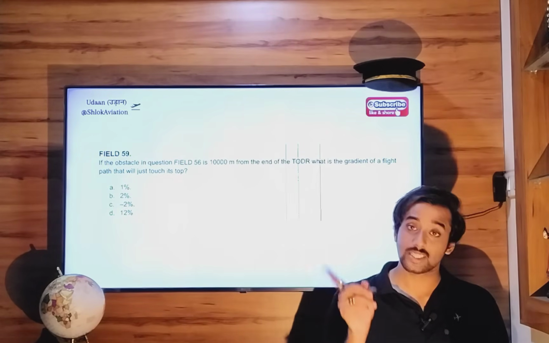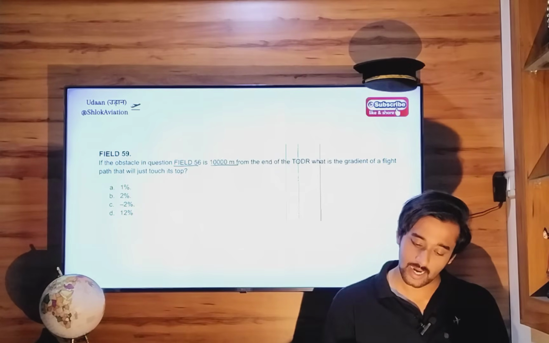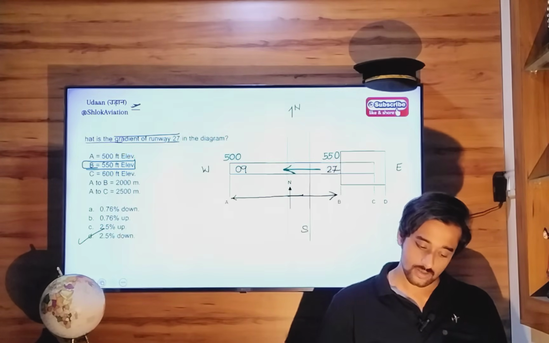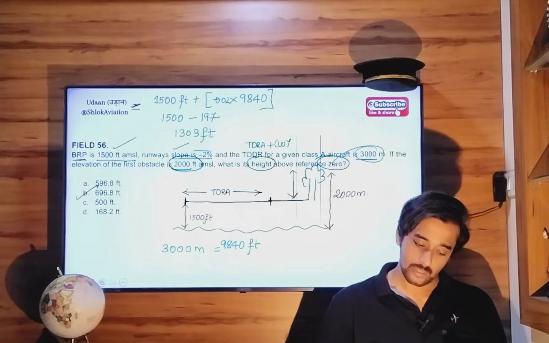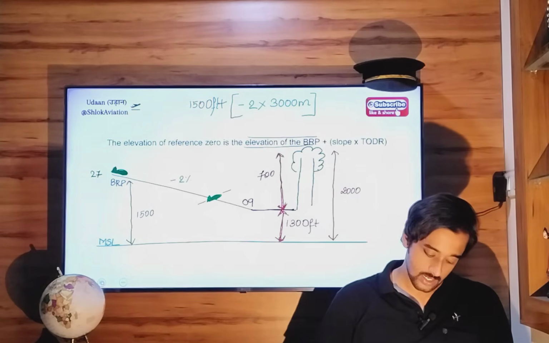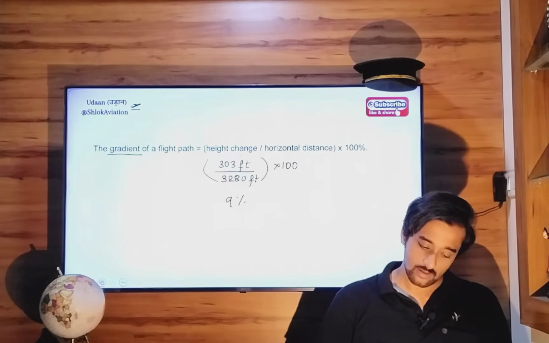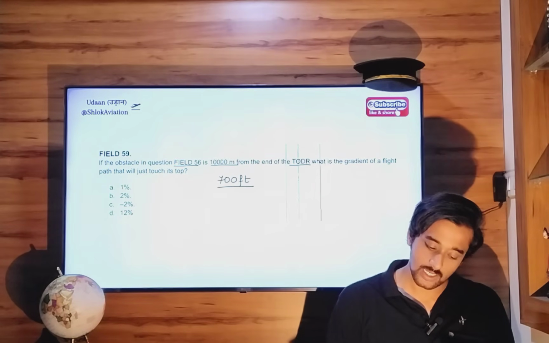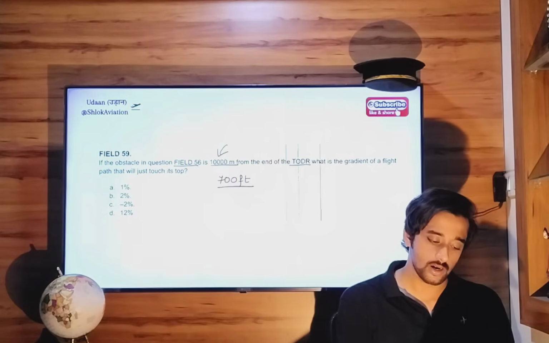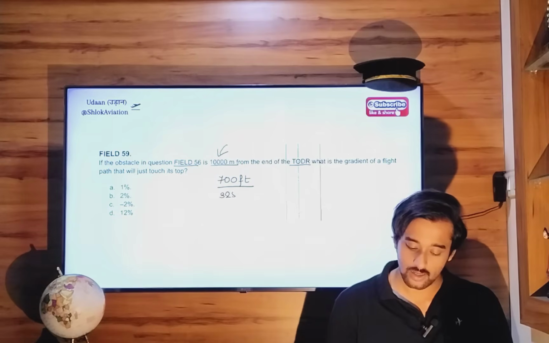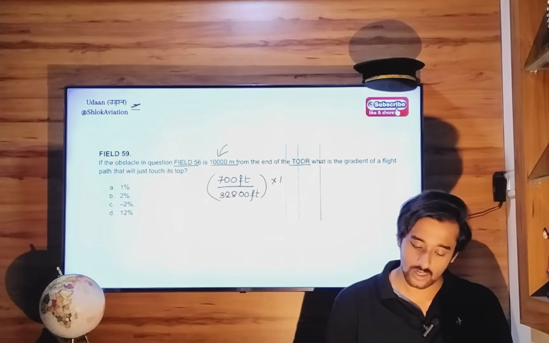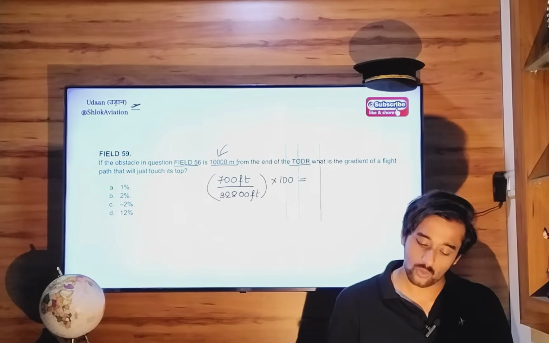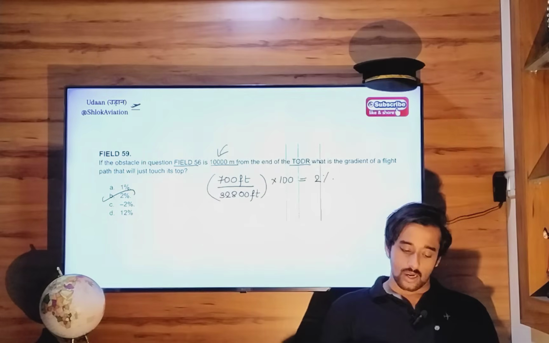If the obstacle in question 56 is 10,000 meter from the end, what is the gradient? So 56. Now in question 56, the height of this obstacle was 700 feet, right? So pay attention to the value. 700 feet. So gradient equals height change divided by horizontal distance 10,000 meter. So 10,000 into 3.28, that is 32,800 feet, into 100. So that is 2.1%. So option bravo.